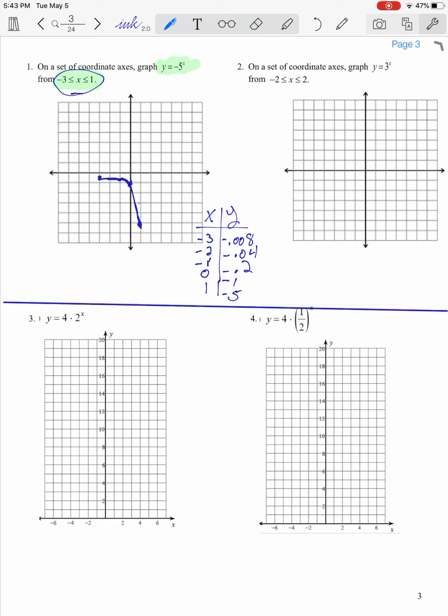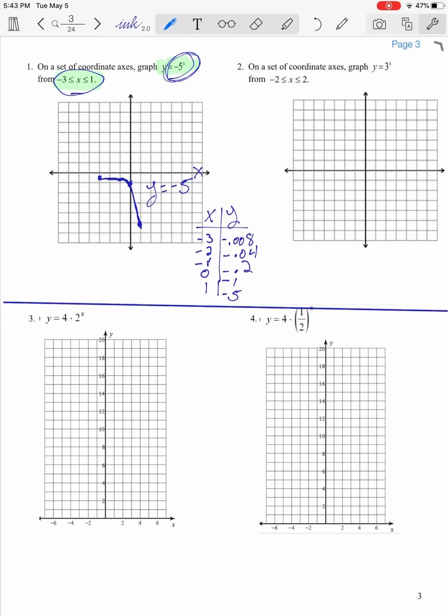Okay, so now I'm going to connect it. Do not go from here to here. Do not put arrows. That's it. You just graphed it. You label it. Y equals -5 to the x. Don't forget there's a negative there. Be careful. Okay, that's it. You have full credit for the graph.